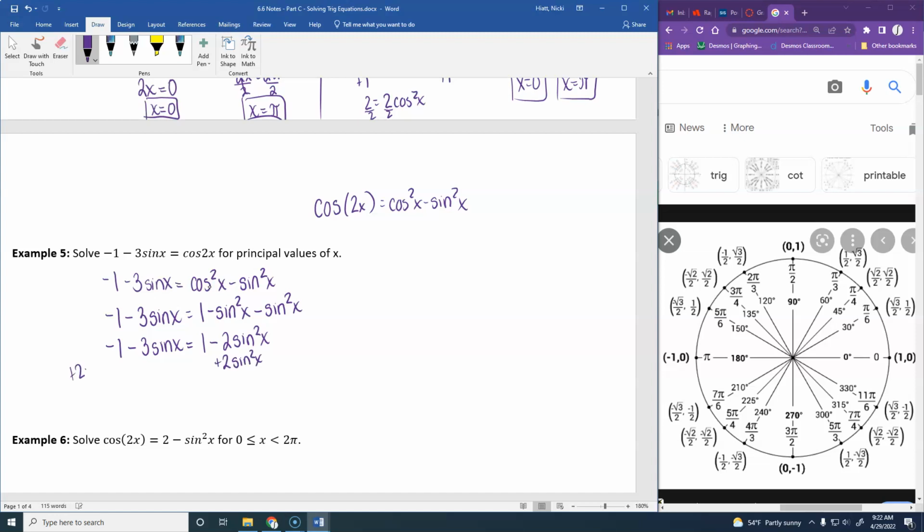So I'm going to add this 2 sine squared x over here and subtract this 1. So I will get 2 sine squared x. I'm going to put this minus 3 sine x here so my terms are in order, and I'll have minus 2 equals 0.